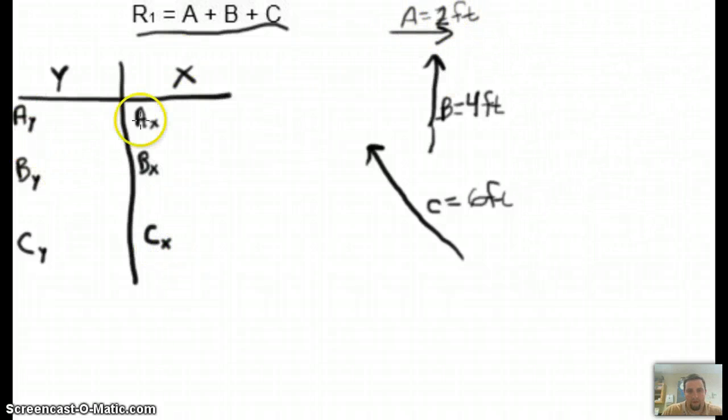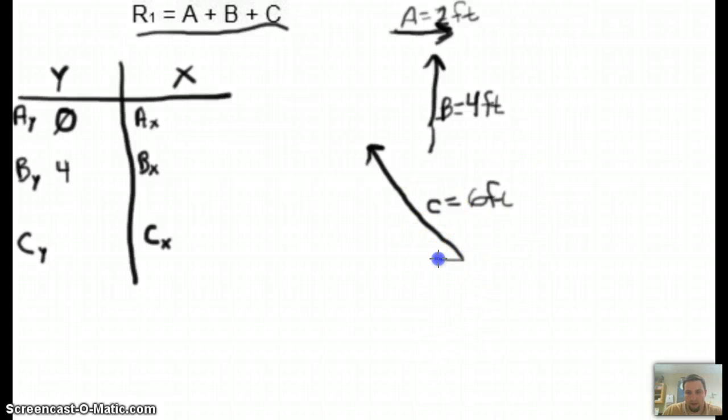So looking at the y component of A, if you look at vector A, it's completely horizontal. So there is no y component of A, so that one's going to be easy. That one's going to be 0 there. Looking at B, it's all y component. It's going up. So this one will be 4 feet on that one.